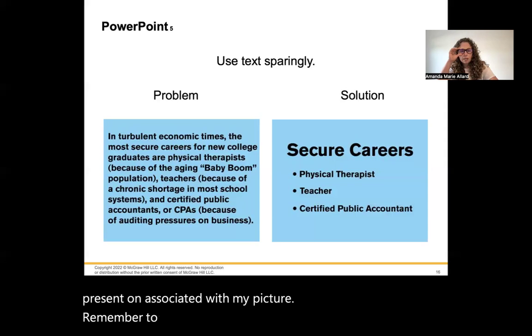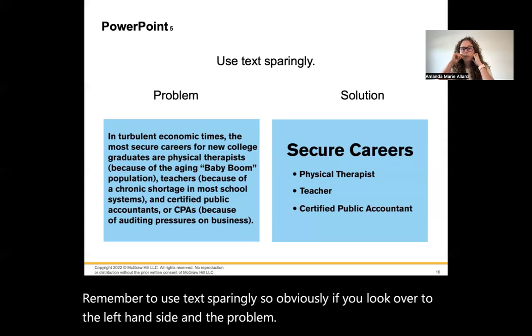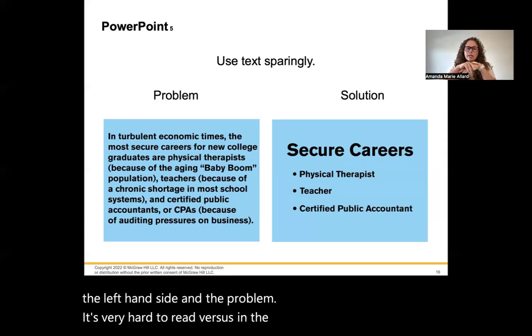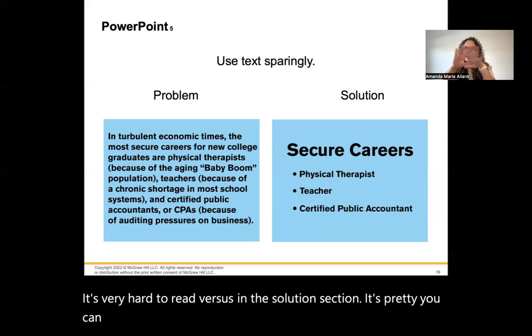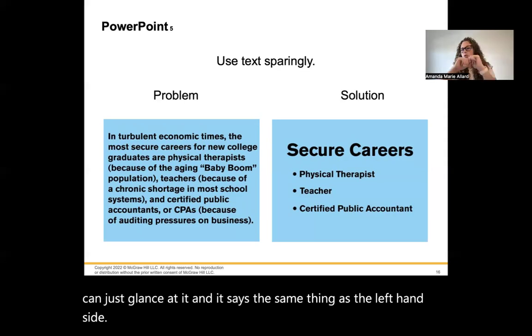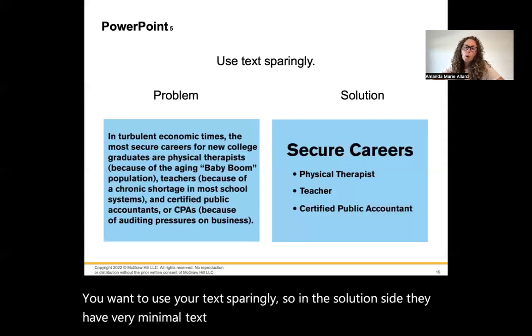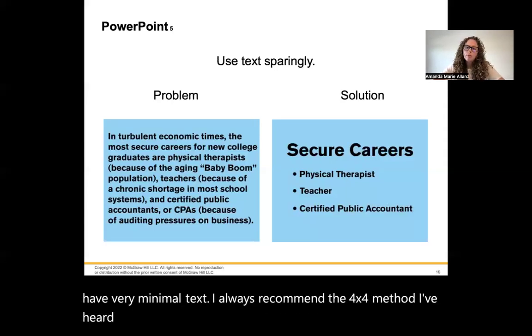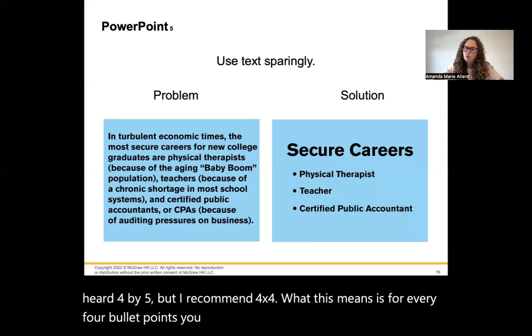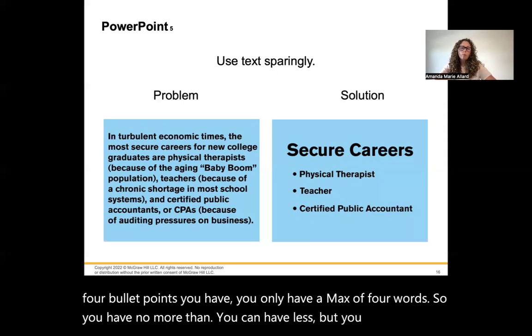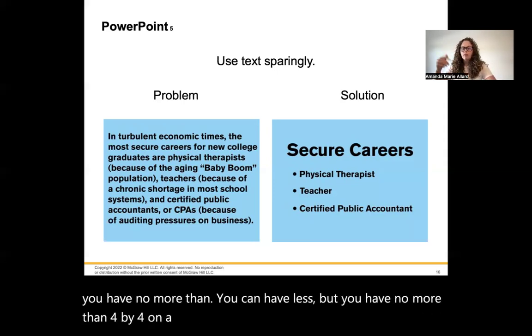Remember to use text sparingly. So obviously, if you look over to the left-hand side in the problem, it's very hard to read versus in the solution section, you can just glance at it and it says the same thing as the left-hand side. You want to use your text sparingly. So in the solution side, they have very minimal text. I always recommend the 4x4 method. I've heard 4x5, but I recommend 4x4. What this means is for every 4 bullet points you have, you only have a max of 4 words. You can have less, but you have no more than 4x4 on one slide of your PowerPoint slide deck.